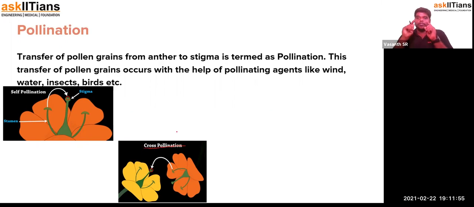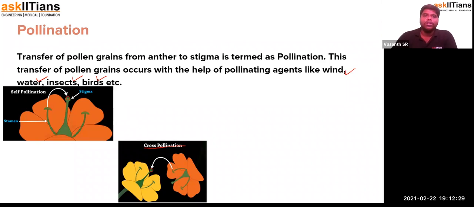So when the pollen grain reaches the stigma of a flower of the same plant, it is called self-pollination. If it is a pollen grain from one flower of one plant going to another flower of another plant, this is called cross-pollination. These are two different types of pollination, and pollination is usually helped by several agents like wind, which we call wind pollination, and water pollination, insect pollination, and bird pollination. So these are the types of pollination that we have learned.